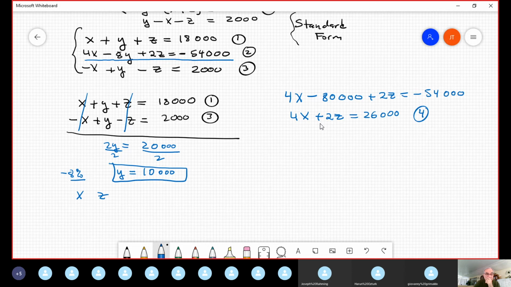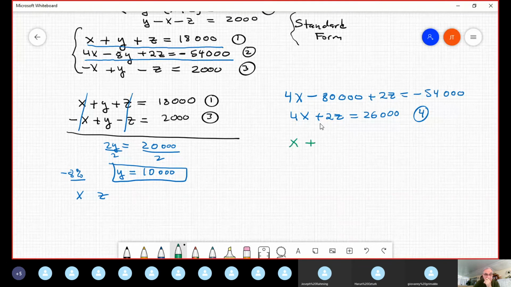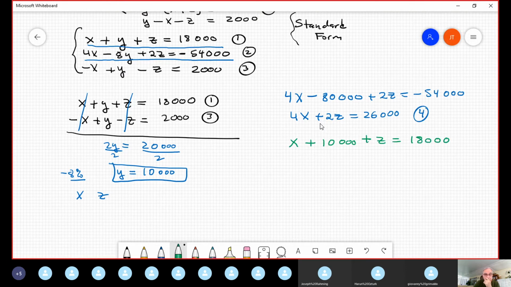Likewise, you take equation number 1. I like equation number 1 because it's easier. I love you, equation number 1. And then let me change the color. Yes, I copy equation number 1: x plus y, but y I know is 10,000, plus z I have no idea, equals 18,000. And now x plus z is equal to 18,000 minus 10,000. The answer is 8,000. And this is equation 5. And you put them together, 4 and 5.